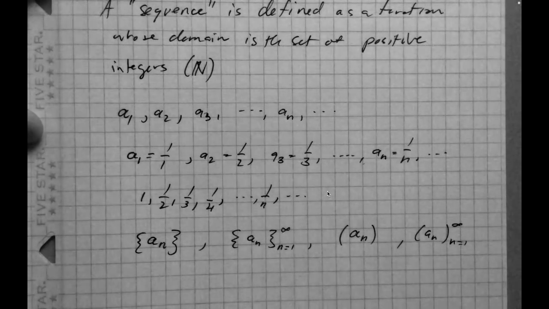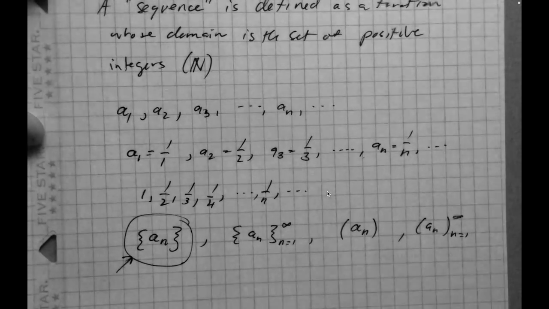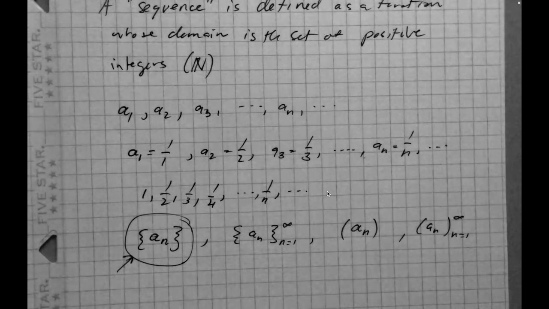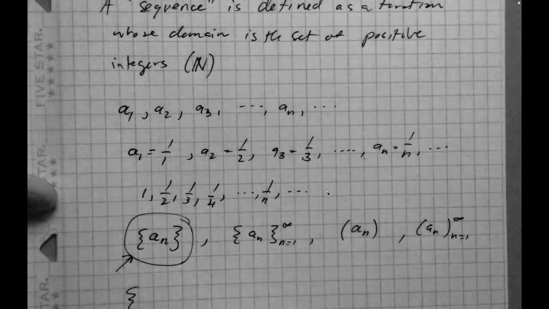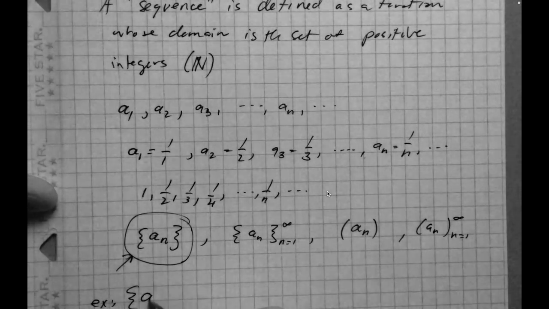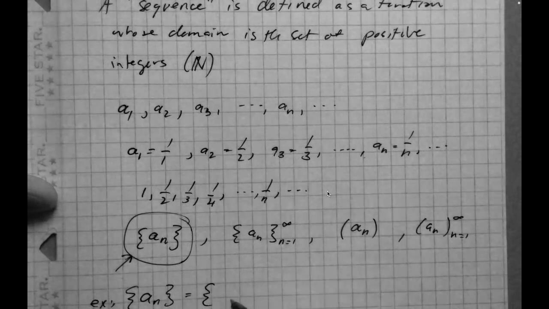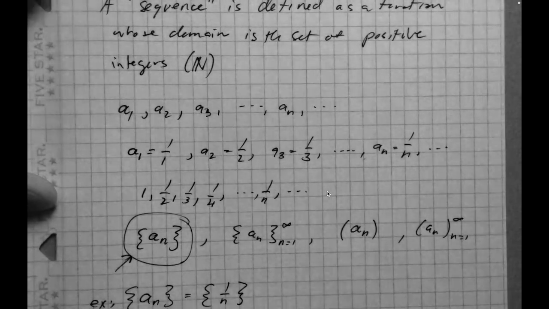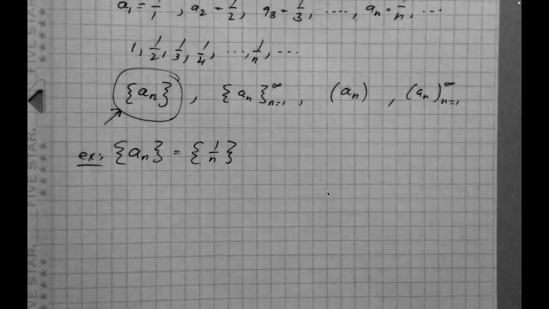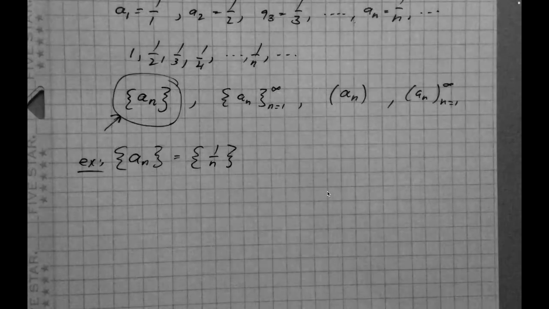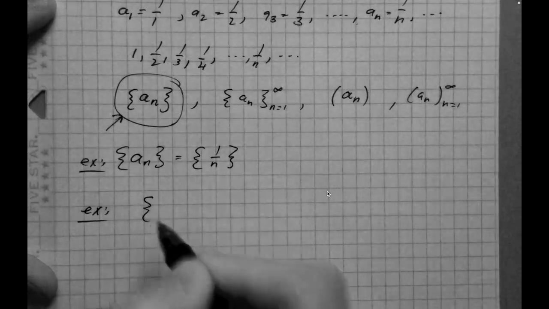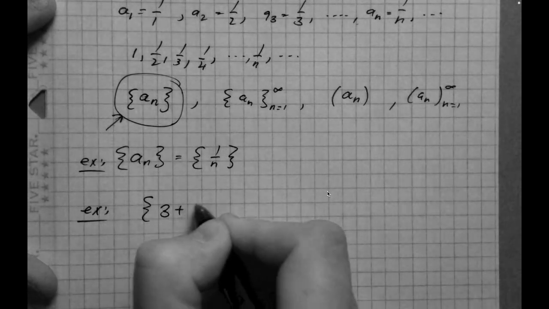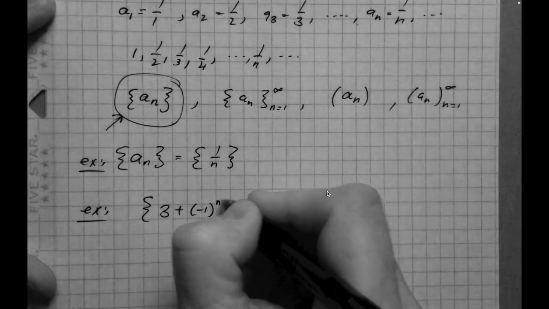All right, so we're going to probably tend towards using this notation to denote our sequence. And so our previous example could be written like this. We would say {a_n}, the sequence, is equal to 1 over n. Okay. All right. Another example could be this sequence, maybe 3 plus (-1) to the nth power.